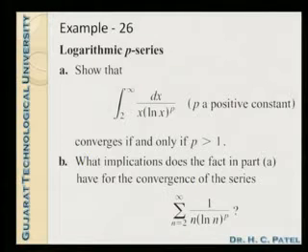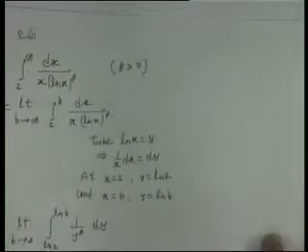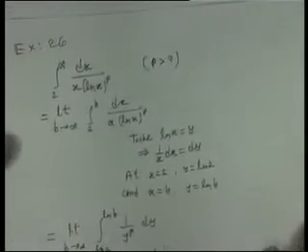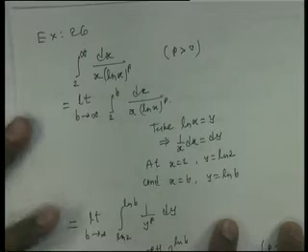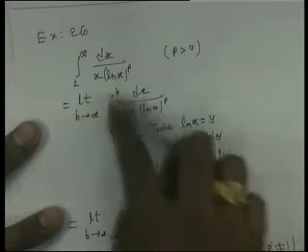In case B, we have to see what implications the fact in part A has for the convergence of the series sigma n equal to 2 to infinity 1 upon n into log n raised to p. Let us see the tabletop. First of all, we have to consider this integration.